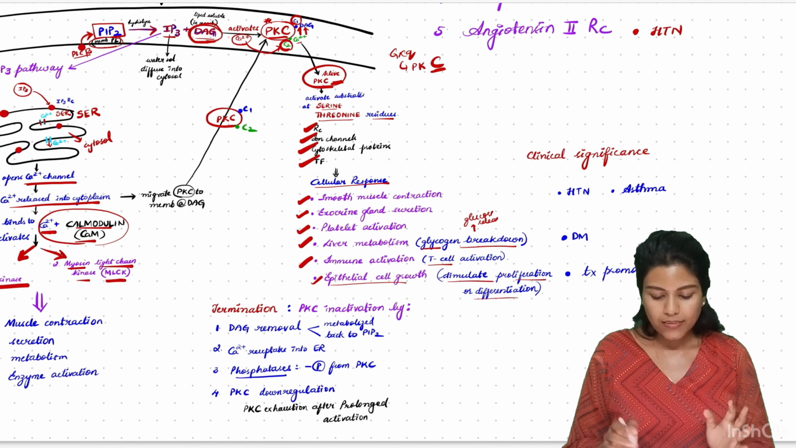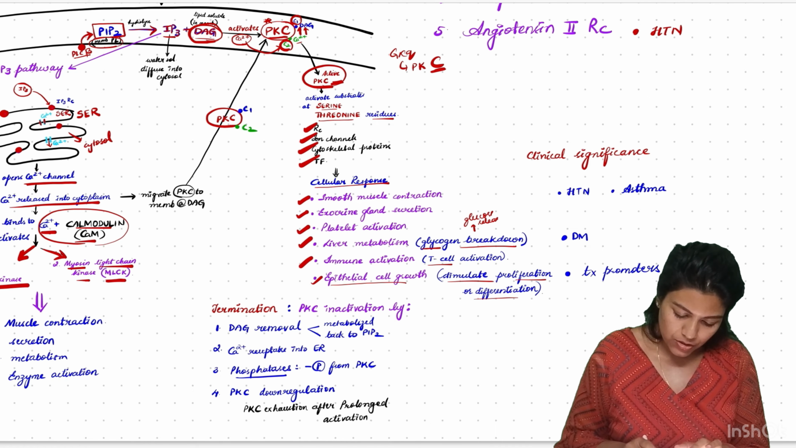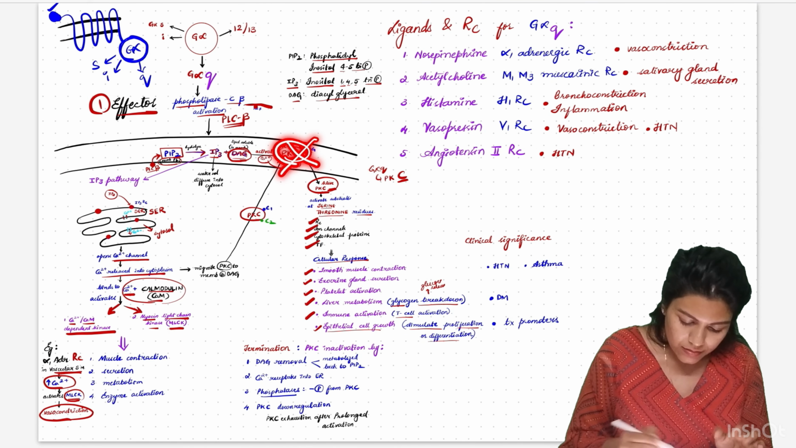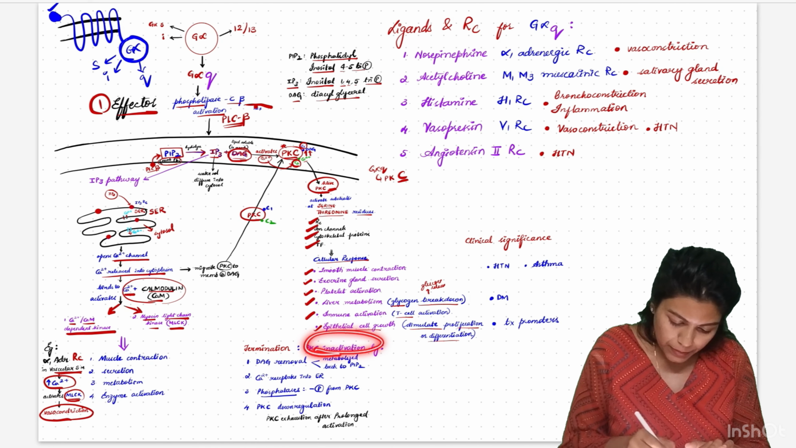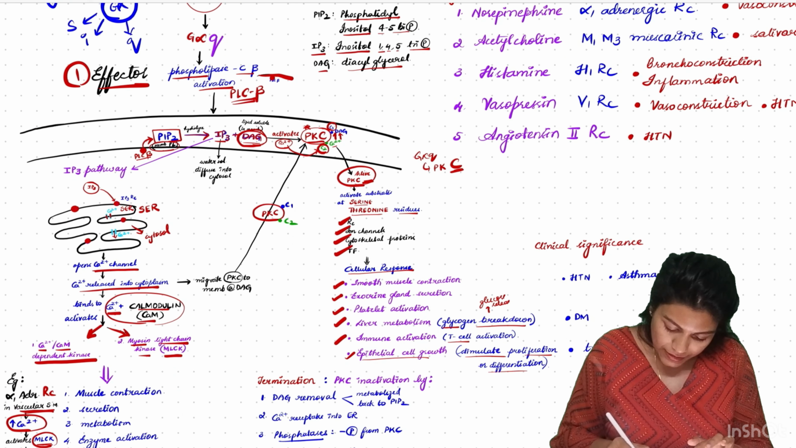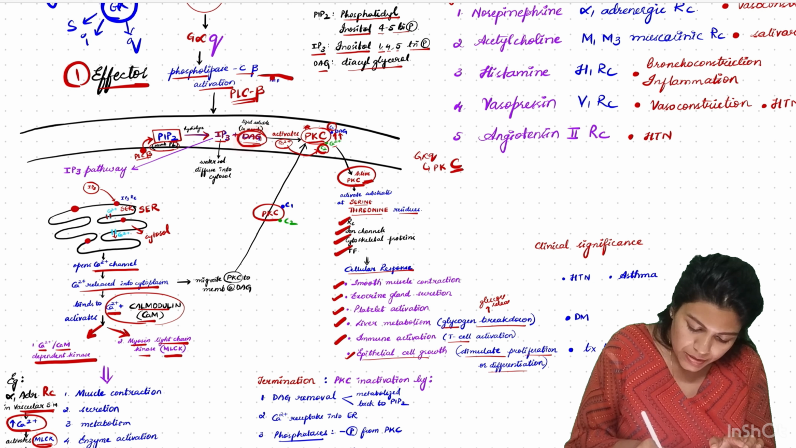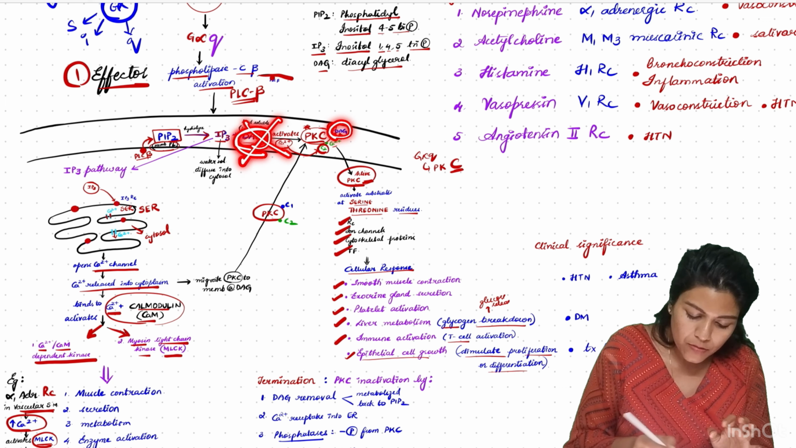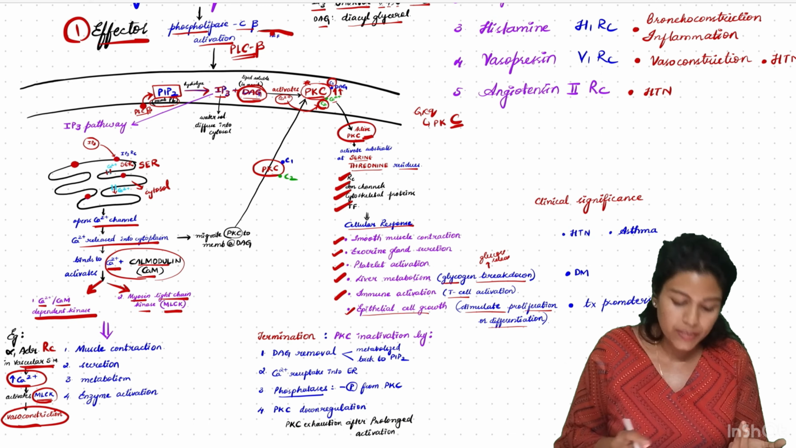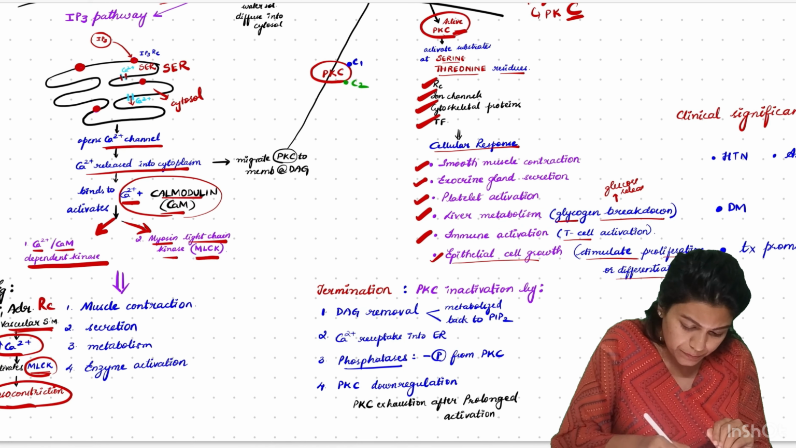Finally, once the final response is given, the signal has to terminate to prevent overactivation. It is terminated by inactivating the PKC. PKC will be inactivated by removal of DAG from this domain. Either it is metabolized or it will go back to its PIP₂ form. Or by calcium reuptake into the endoplasmic reticulum. Here in this pathway, calcium will be taken back by the endoplasmic reticulum.